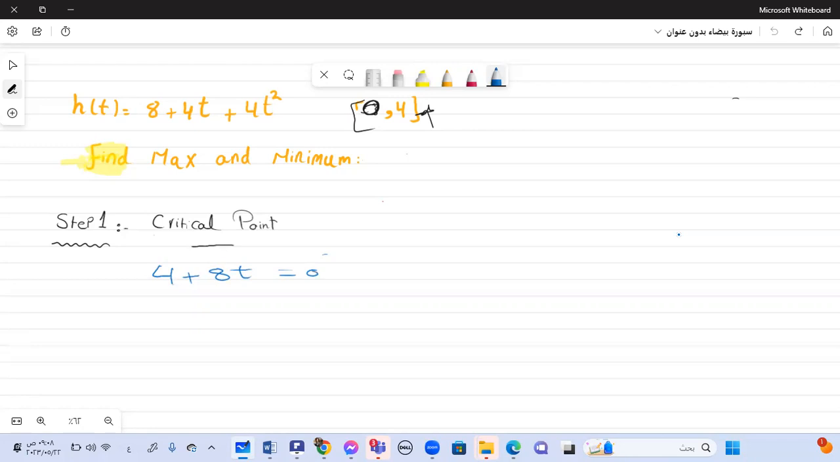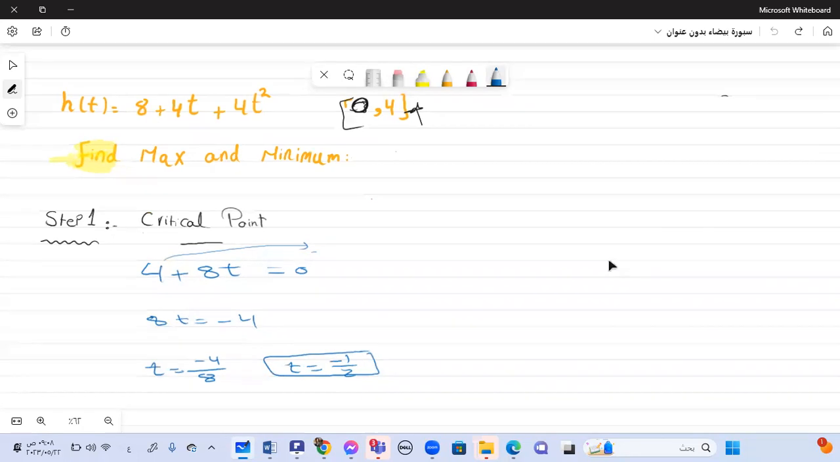How can you solve it? 8t equals, and the 4 goes to the other side, so negative 4. Be careful, okay? So t equals negative 4 over 8. So t equals what? Negative half. This is the critical point.